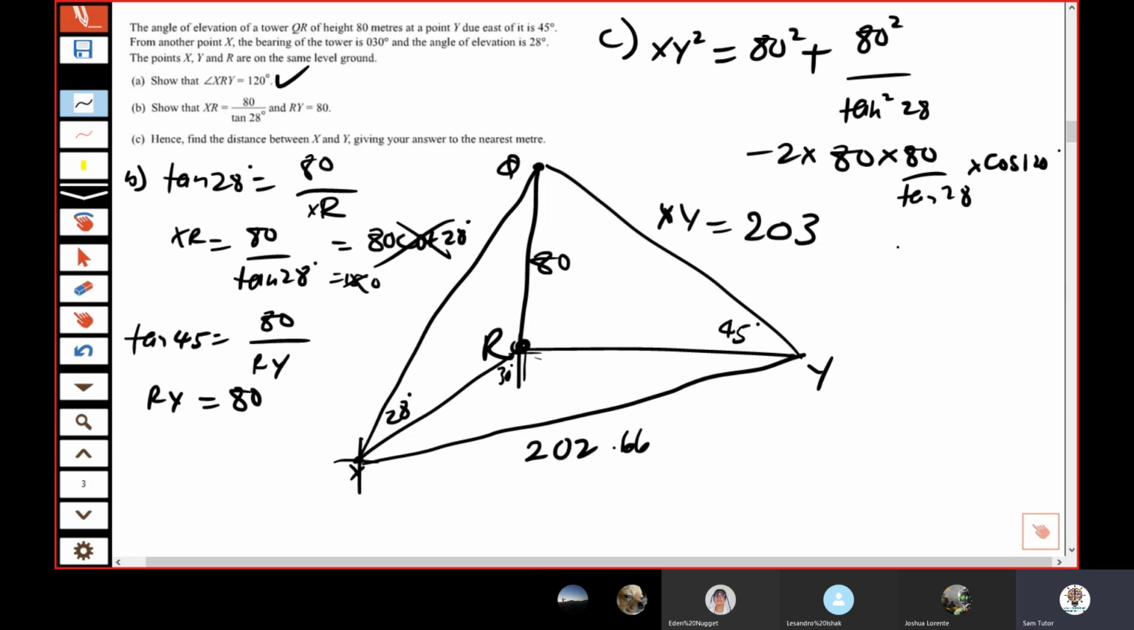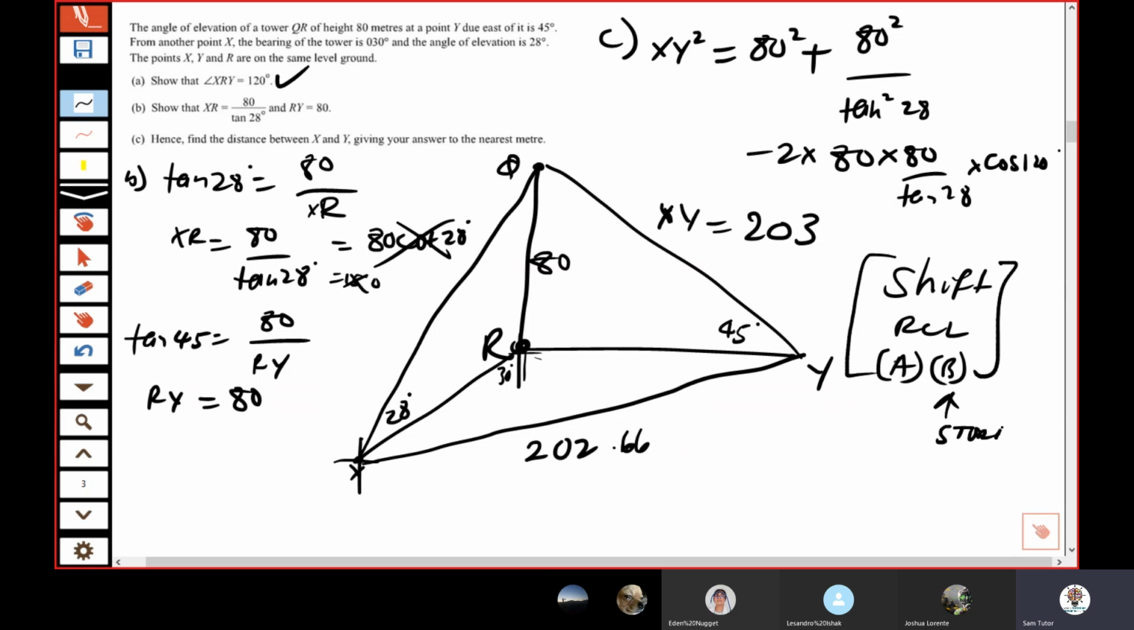If you ever want to store it in your calculator, don't forget you could press Shift RCL, which is just on top of the 7, and then pick a letter, like A or B, and then it's stored. And you can just use that instead of this number 80 on tan 28. But definitely don't round and then use a rounded answer, and then re-round. That's why you probably went wrong.